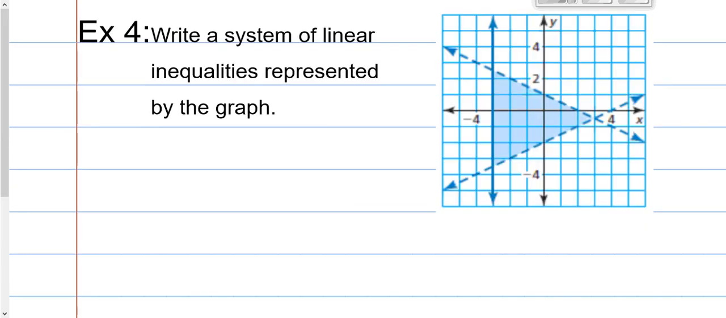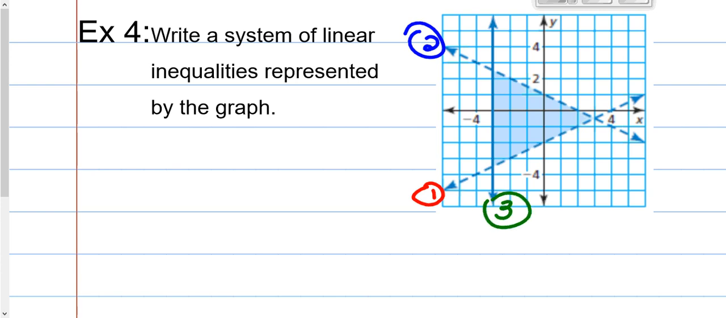And in the last example here, we are going to write a system of linear inequalities represented by the graph. So we have three inequalities here. Let's go ahead and label these. I'm going to take this one and label it as number 1. This one is going to be number 2. And the vertical is going to be number 3.